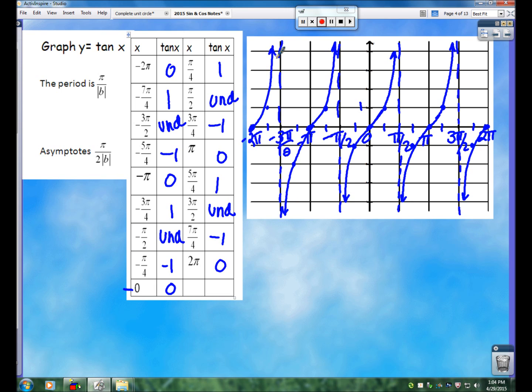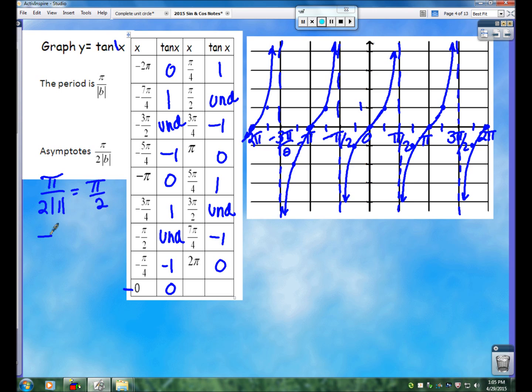And of course, this graph continues. Like I said, these are arrows on the end of these things. They continue if our graph continued more. All right, so notice where our asymptotes are: at pi over 2 times the absolute value of b. Here again, b is 1. So that's why we have pi over 2.